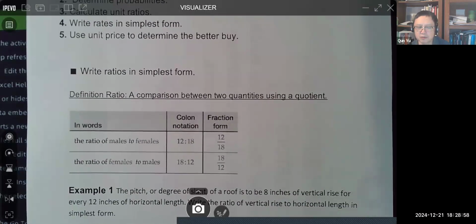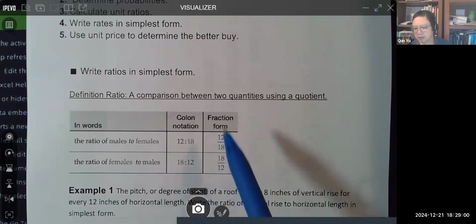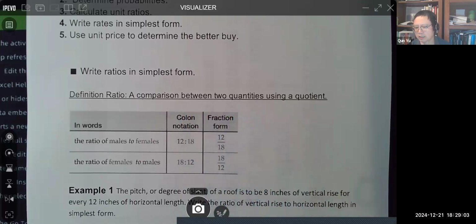So first, ratio. Basically, a ratio is a comparison between two quantities using a quotient. We know a quotient is the result of division, right? In other words, we can use division to compare two numbers. For example, between 6 and 2, we can do subtraction to compare them. 6 minus 2 equals 4, right? Then we can say 6 is 4 more than 2. So that's a comparison.